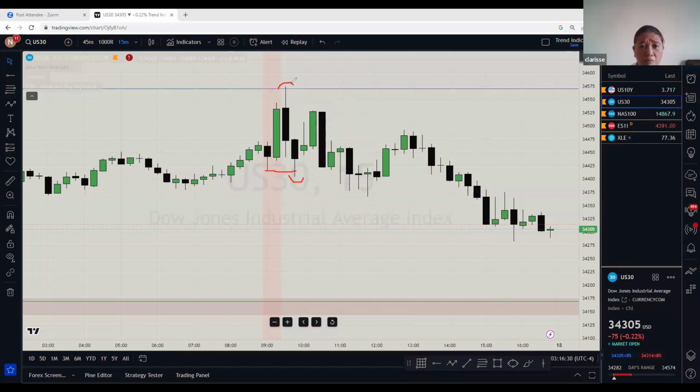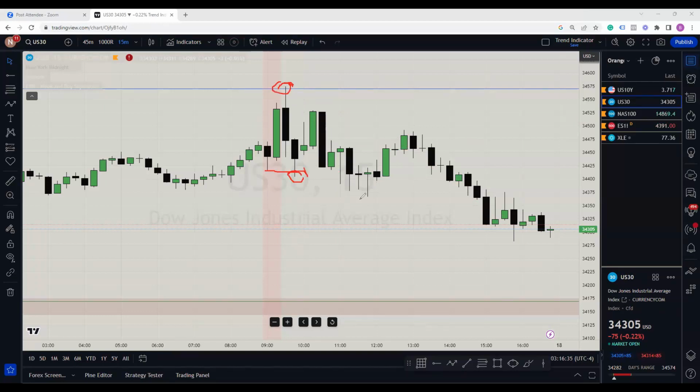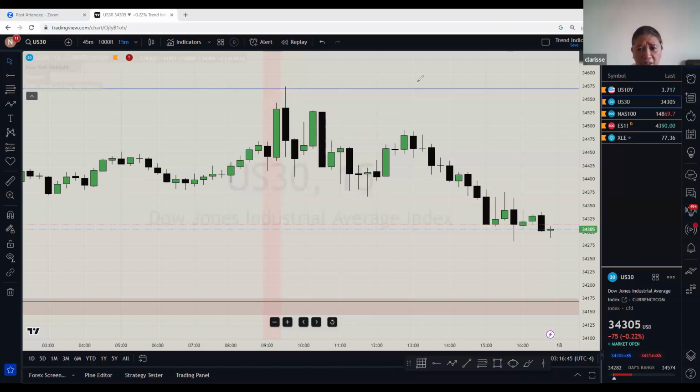So now we have this range that was created. Before the price makes this low, it has to retrace back at least 50% of this range and then go lower. It goes up and then goes lower again.